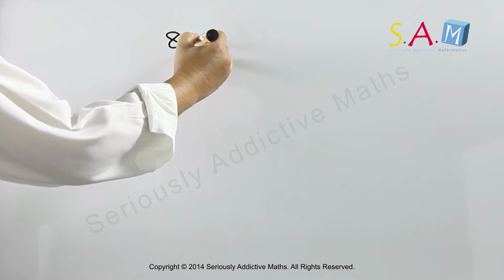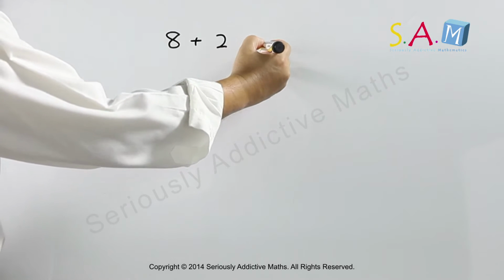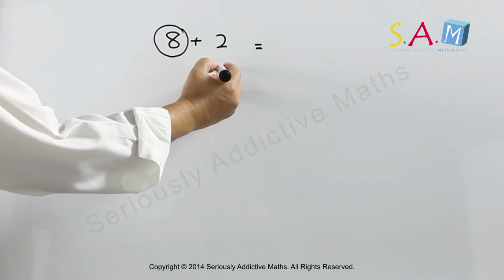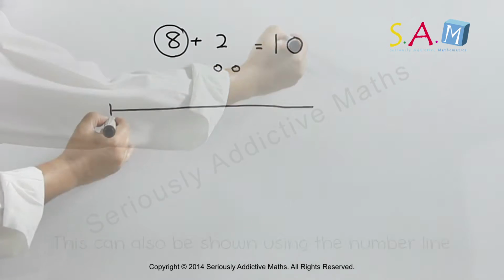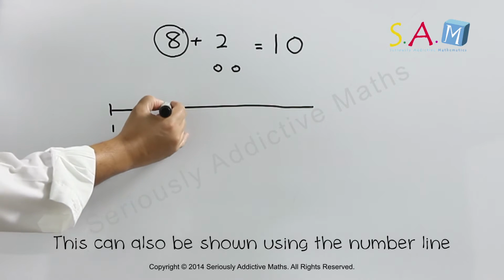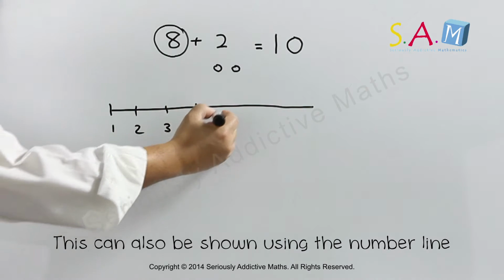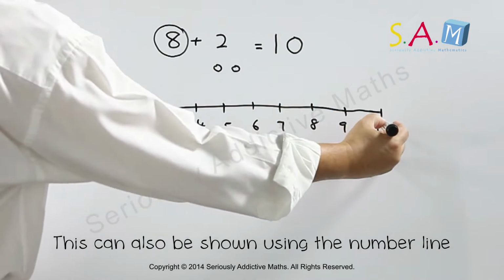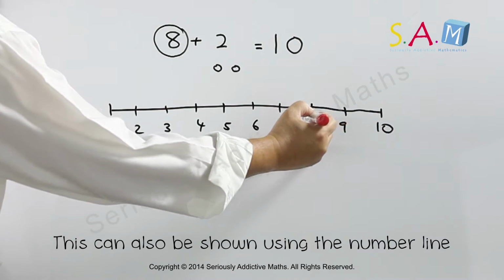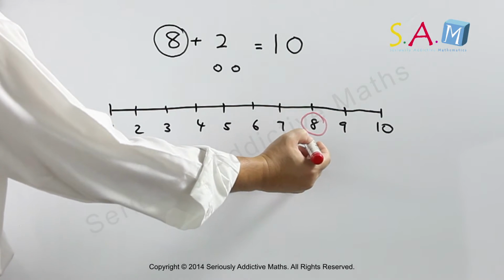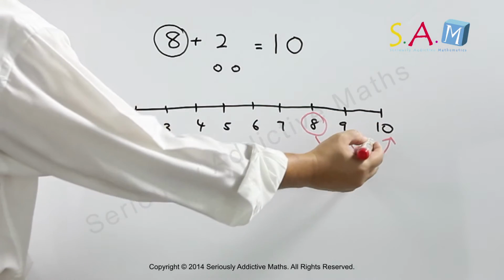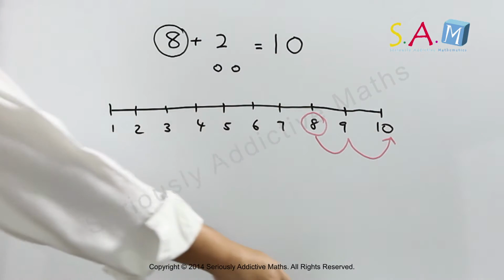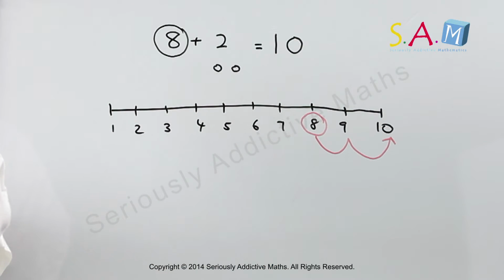8 plus 2 equals, counting on from 8, we have 9 and 10. 1, 2, 3, 4, 5, 6, 7, 8, 9, 10. I'm going to show you using the number line, counting on 8, 9, 10. The answer is 10. I'm going to show you now another example.